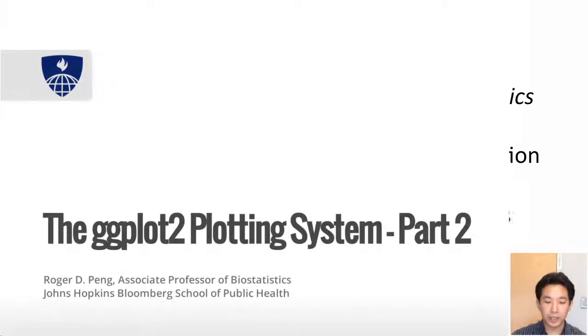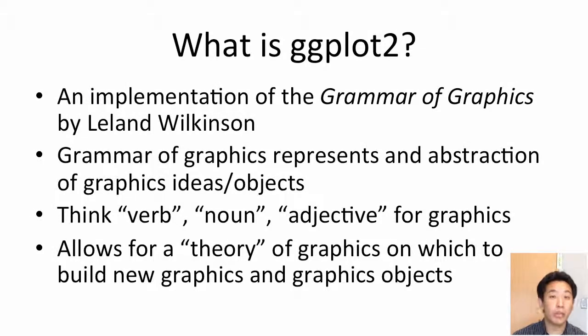So let's get started. Just to review a little bit, what is ggplot2? Remember, it's an implementation of the grammar of graphics, which was developed by Leland Wilkinson. And the grammar of graphics basically describes an abstract representation for graphics. The idea is that it's kind of the verb, noun, adjective for plots. So what are the basic elements that can be modified or cannot be modified, things like that. It allows for a theory of graphics that you can build on to develop new graphics using this kind of abstract language.